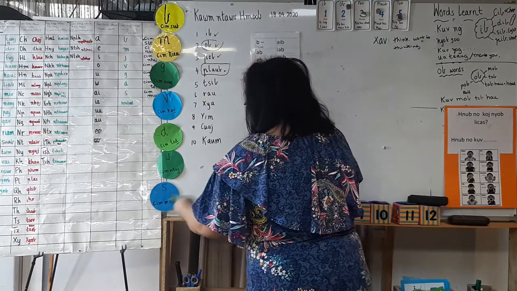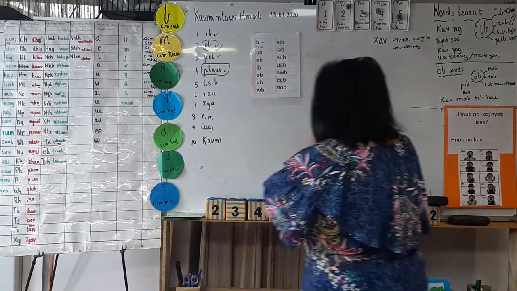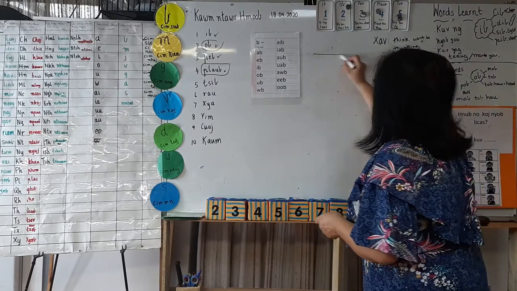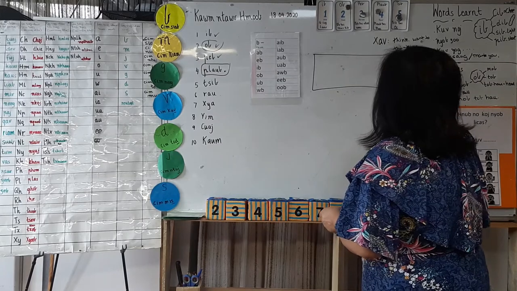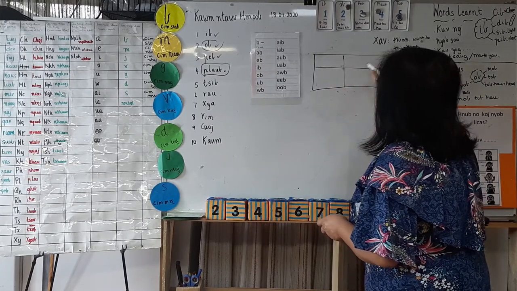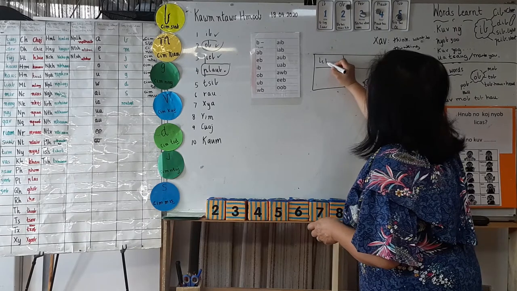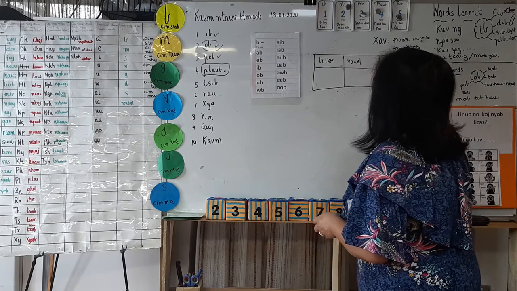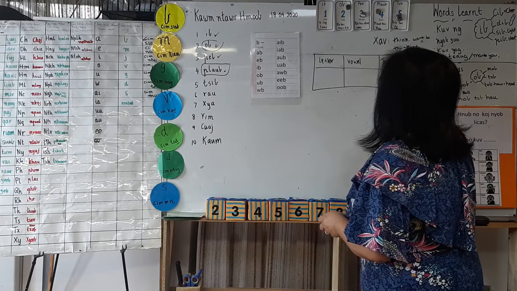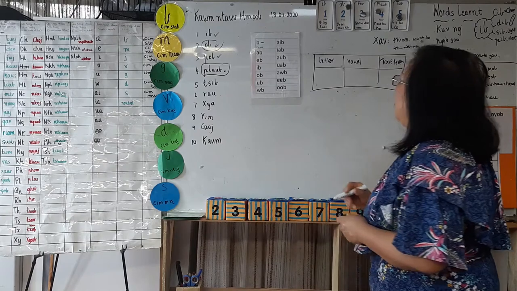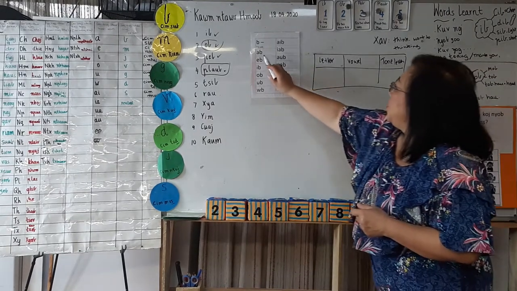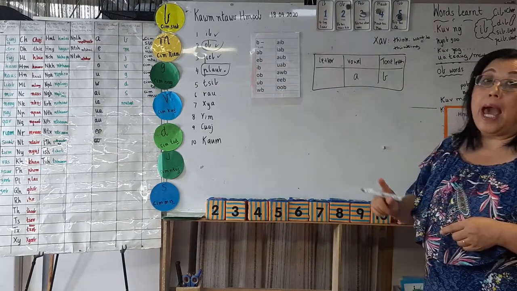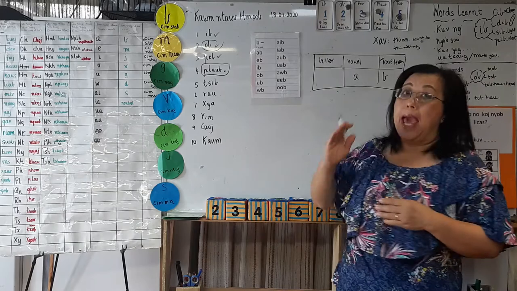So if you know all these sounds already, and we want to add to this, I'm just going to do a quick add, okay? Now, remember how we learn the Hmong word, three parts: letters, vowel, and then tone letter. Okay, so I know these two sounds already. Ah, that's called ah. Remember any word ending with ah.